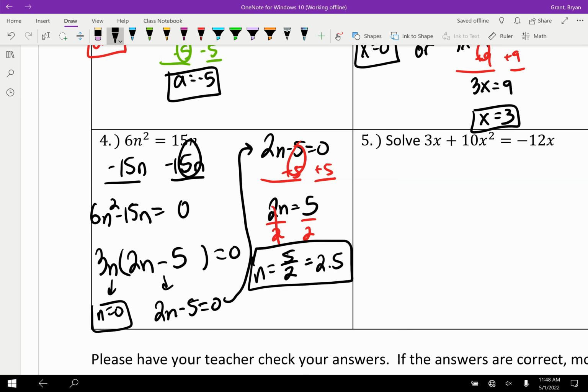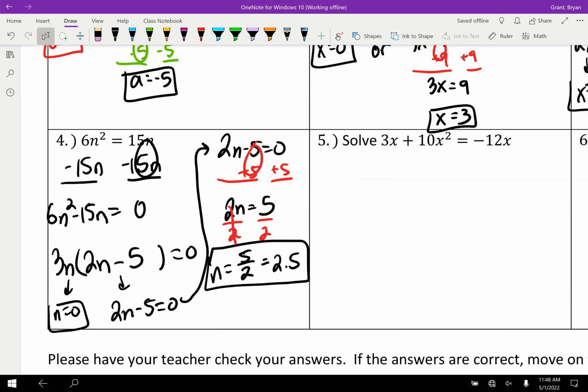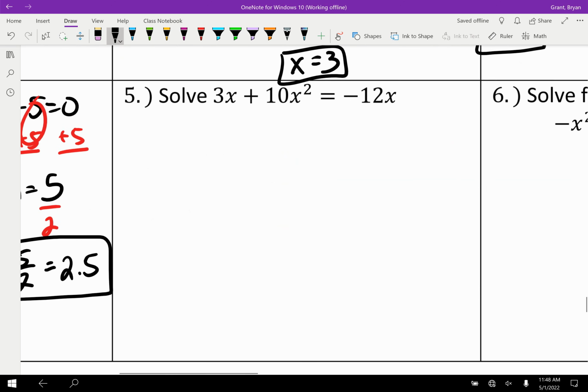All right, let's take a look at 5. And again, 5 is a little bit weird because 5 has 3x plus 10x squared equals negative 12x. Again, this doesn't equal 0. So it seems like our first step should be the same, and it is. I'm going to add 12x to each side first.